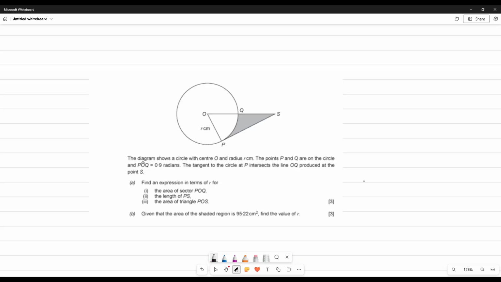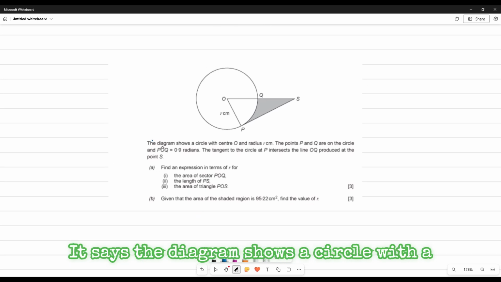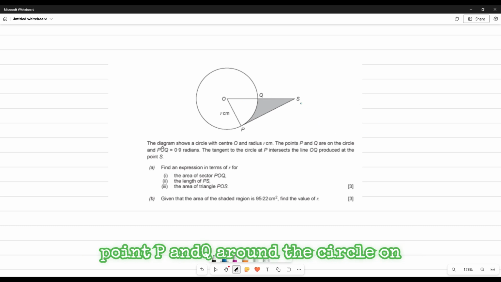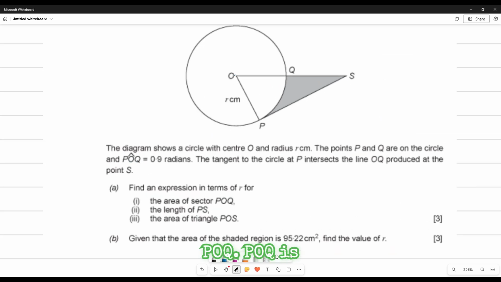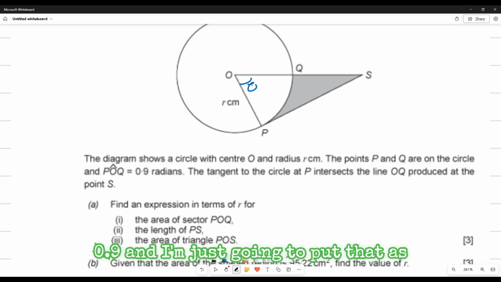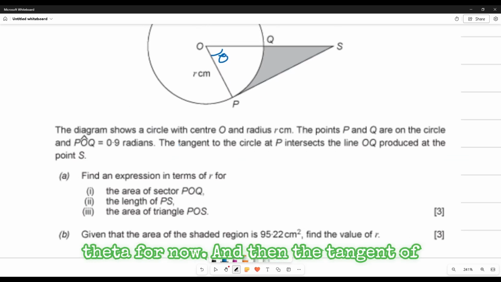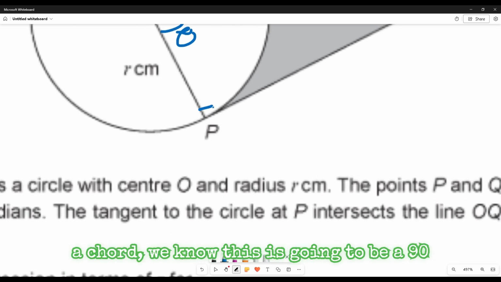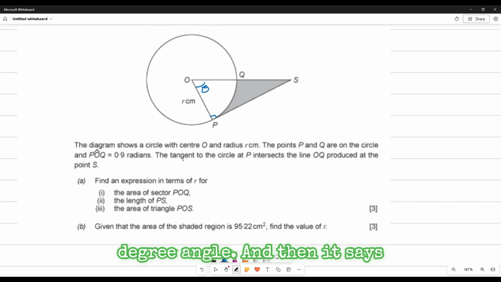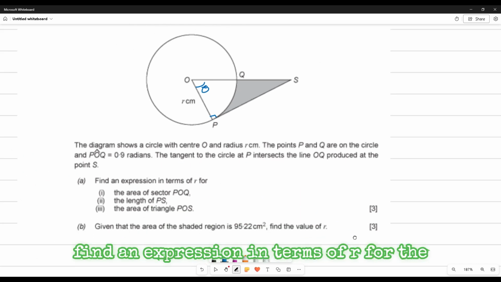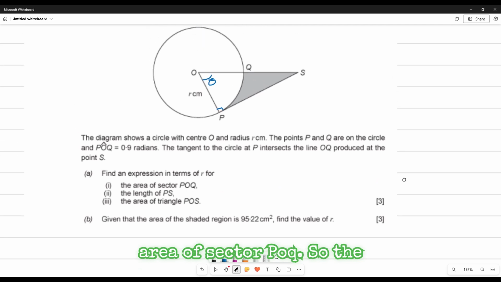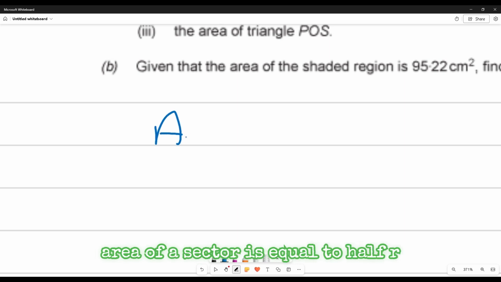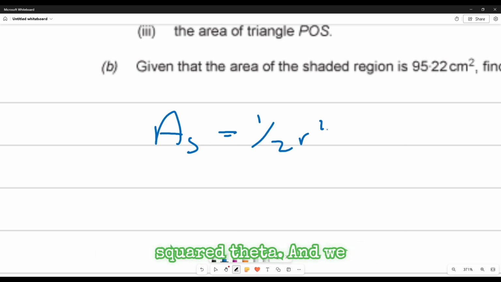And then we've got one more question. So guys, we've got another question here. It says the diagram shows a circle with a centre O and radius r centimeters. Points P and Q are on the circle, and angle POQ is 0.9. I'm just going to put that as theta for now. And then the tangent to the circle at P intercepts the line OQ produced at the point S. So being a tangent, we know this is going to be a 90-degree angle. And then it says find an expression in terms of r for the area of sector POQ. So the area of the sector POQ, we know area of a sector is equal to half r squared theta.